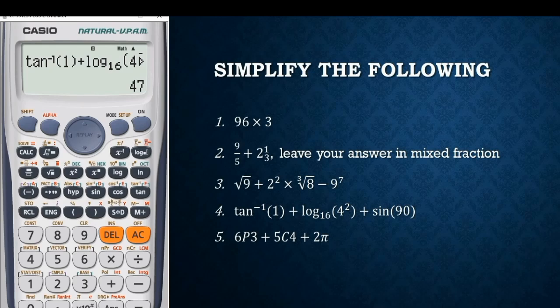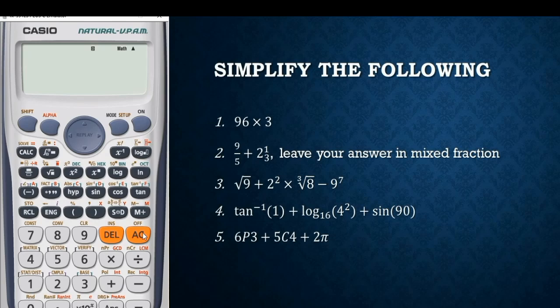So for the fifth question, we have 6 permutation 3 plus 5 combination 4 plus 2 pi. If you try to go by the manual way of solving, you will have to use the formula for the permutation as well as the formula for the combination before you can successfully simplify this expression, which will quite be cumbersome. So if you know how to use the calculator to input it, then you are good to go. So follow my demonstration as I input this particular expression.